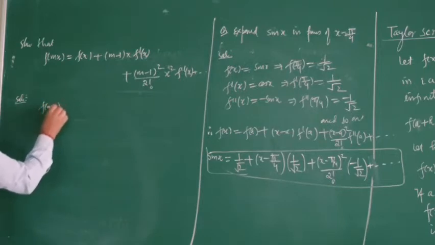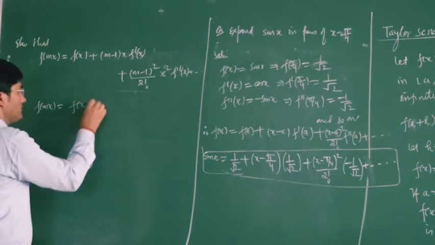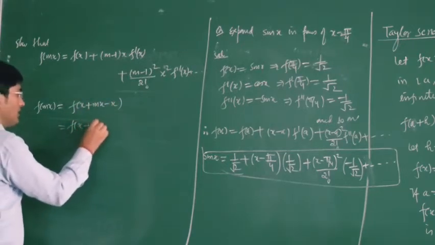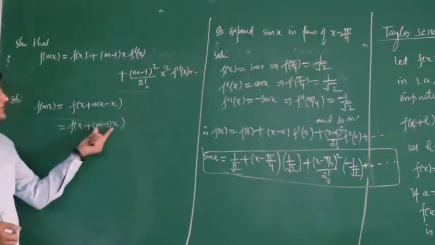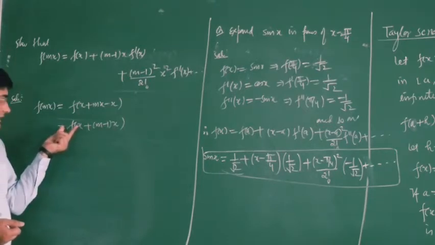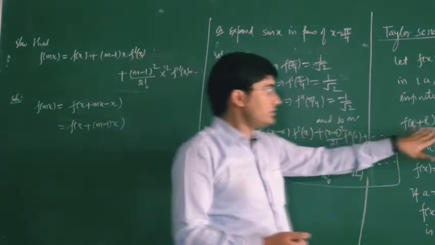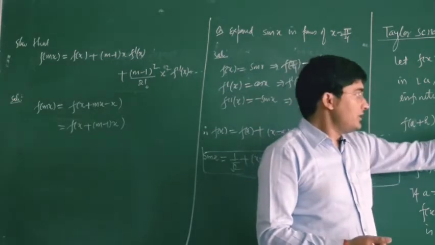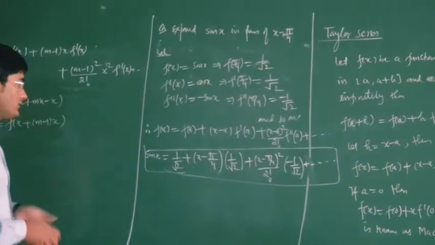Now this mx can be written as x plus mx minus x. So we can write it as x plus (m minus 1) into x. So this is like f of x plus h. Now for the expansion of f of x plus h, we have this Taylor series, which says that it is equal to f(a) plus h f dash a plus h square by factorial 2 f double dash a, and so on. So let us use this Taylor series.